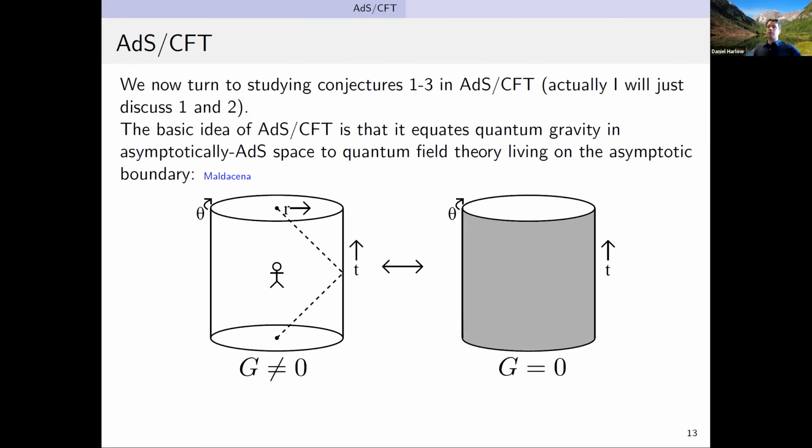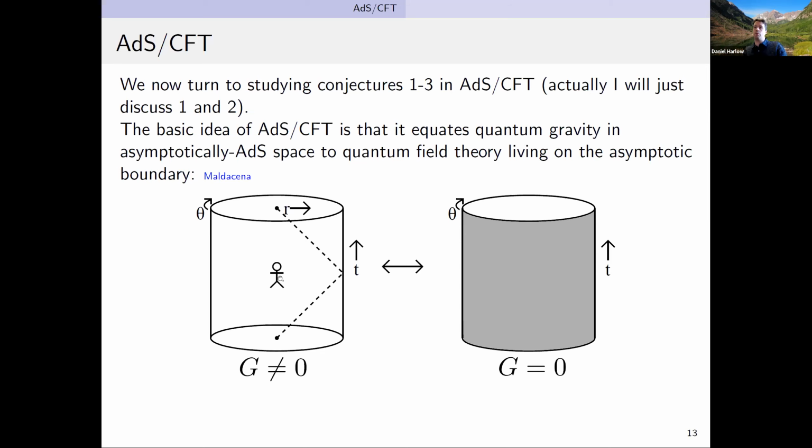The basic idea of AdS/CFT is like this. The words are that quantum gravity in asymptotically AdS space is equal to quantum field theory on the asymptotic boundary. On the left here, what is AdS? AdS is the universe with a negative cosmological constant. Asymptotically AdS is the universe with negative cosmological constant, but also some matter floating around. So the geometry will backreact a bit. It won't be pure AdS.